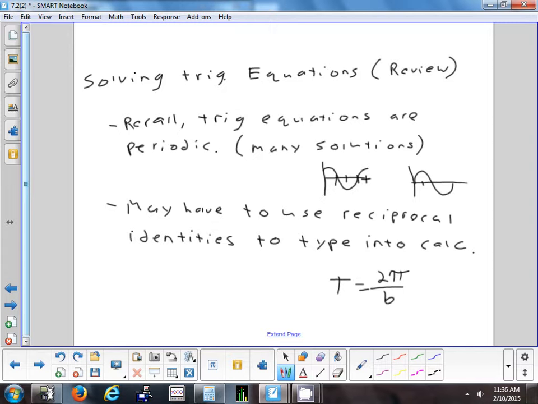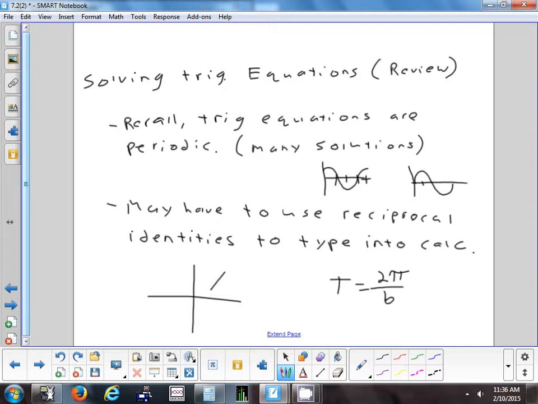Yeah? Oh, Cody? Pi. Period of tangent and cotangent is pi. All right? And there's one more thing I have to throw at you too. I have to know which trig functions are positive in which quadrants, and I have to know how to use the reference angle to find the other solution.